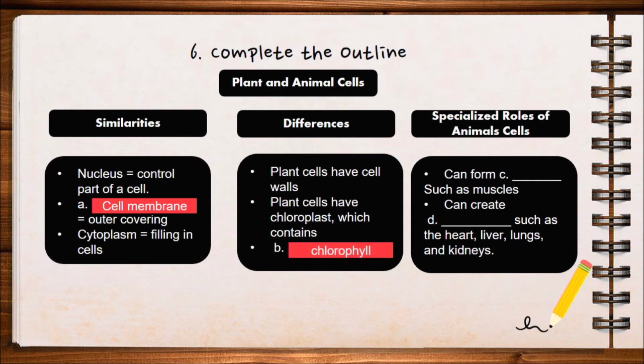Next, let's move on to the specialized roles of animal cells. It can form blank, such as muscles. What is it? Starts with letter T. Yes, tissues. Okay, not the one that you use in the restroom. Next, can create blank, such as the heart, liver, lungs, and kidneys. What do we call those? Very good. Organs.